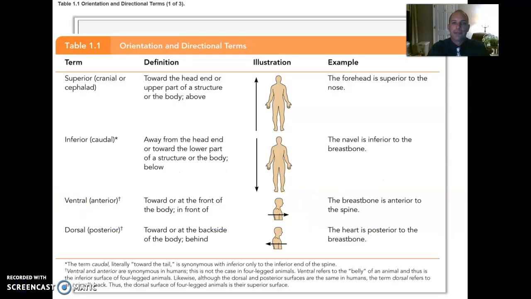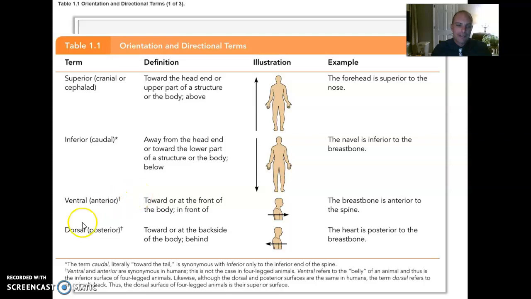Now, I don't know if you have your textbooks yet, but when you do, these diagrams are in the textbook, but this is also found on Canvas, so you can reference these anytime that you want. So superior is toward the head. All right, organisms that have heads have cephalization, which is what cephalad means here. Cephalad means having a head. So superior is toward the head. Inferior is away from the head. Ventral is toward the belly. And dorsal, which we just saw from the other view, or posterior, means toward the back. These are pretty simple.